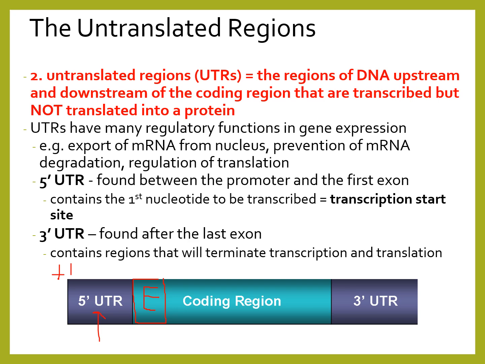The 3' UTR is found after the last exon. So I'll put our last exon in here. So it is found downstream of the last exon of the coding sequence. It will contain regions that will terminate transcription, and it even contains regions that will terminate translation.